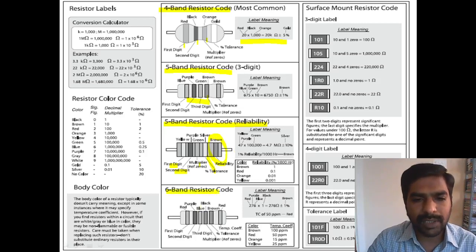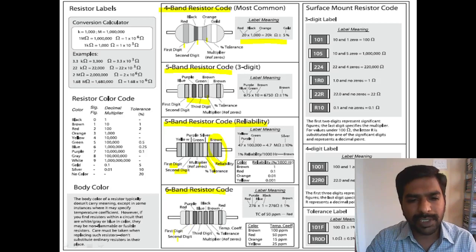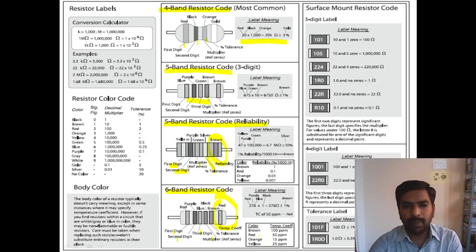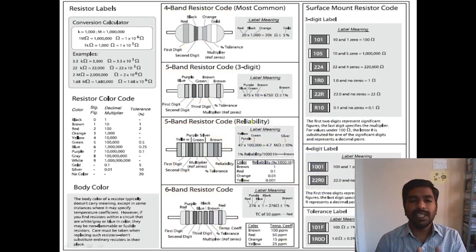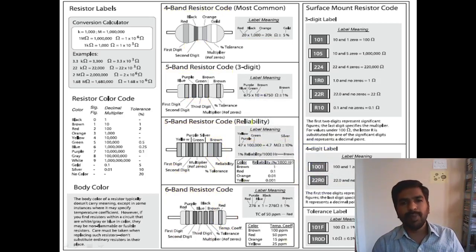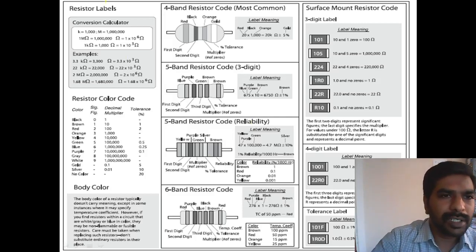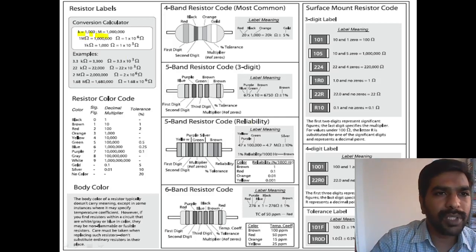And there is a 6 band resistor also, which is more accurate: first digit, second digit, third digit, multiplier, tolerance, and the last one talks about the temperature coefficient. For the temperature coefficient, brown means 100 ppm, red means 50 ppm, orange means 15 ppm. These are all more accurate resistors. In the lab we are not using them, but in industry they use 5 band and 6 band resistors. Why? Because they need an accurate and reliable resistor value, along with the temperature coefficient. And K means 1000, M means mega, that is 10 raised to the power of 6; this is how they are prefixed.